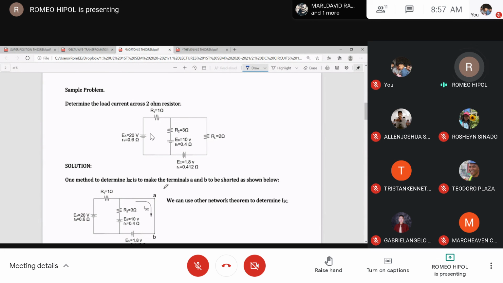So, yung example natin, pareho lang ba ito nung ako?